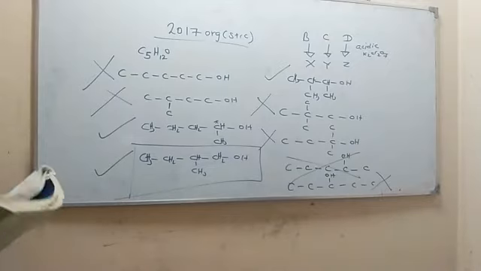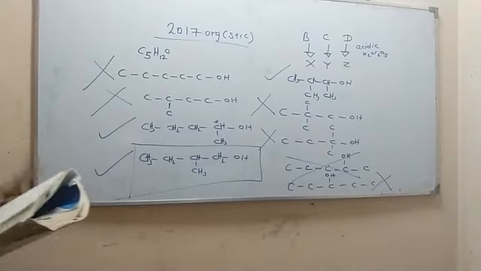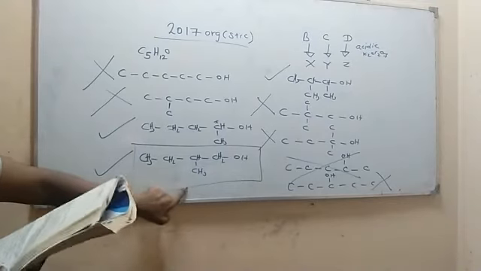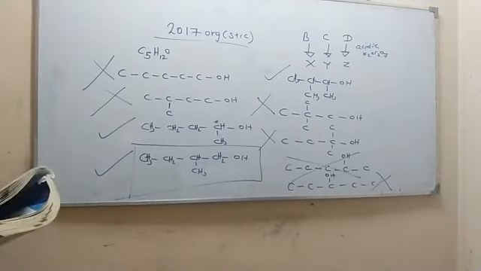Okay, then they are asking the question, what is the structure of A? Then you should draw this in the box. CH3, CH2, CH, CH3, CH2OH. Okay.